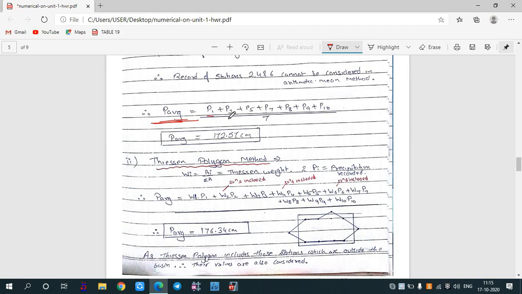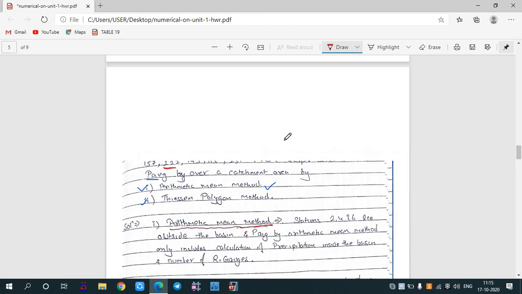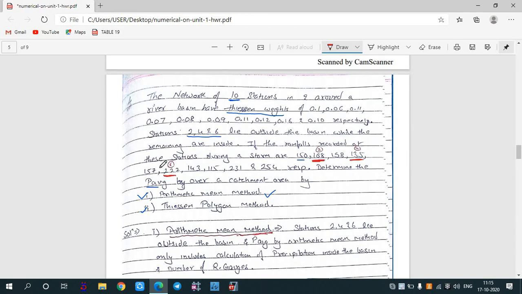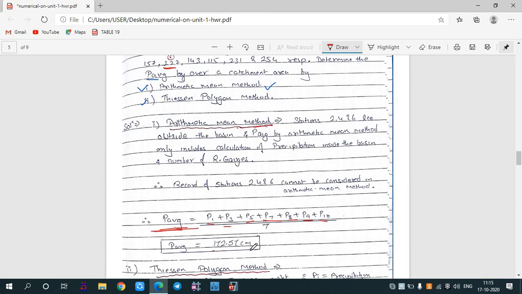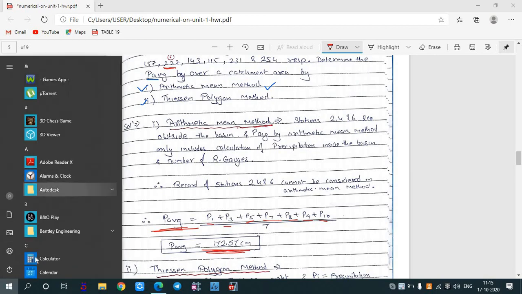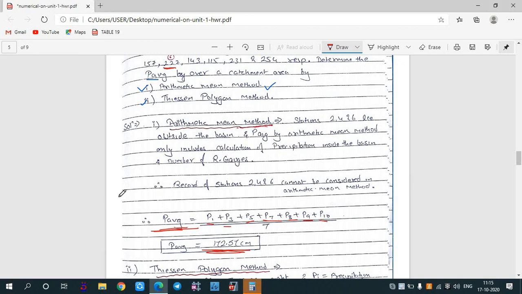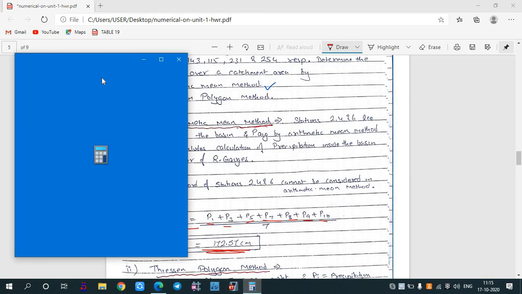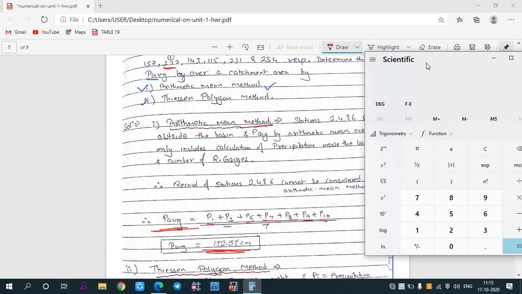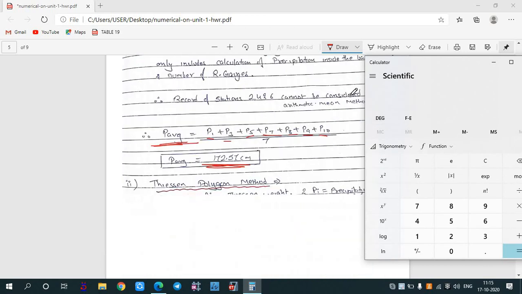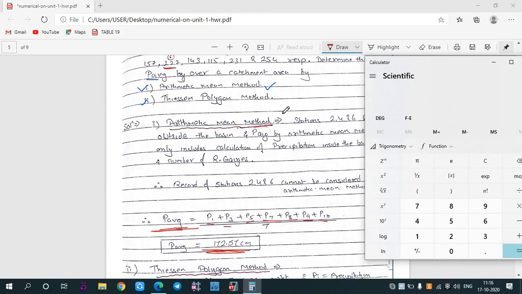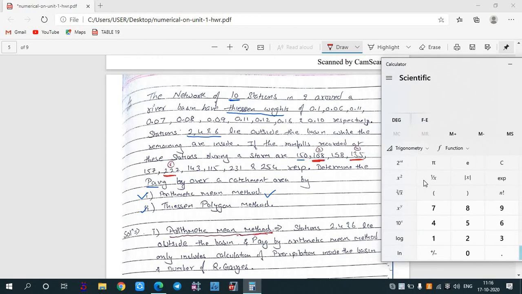So here you can see P1, P3, P5, P7, P8, P9, P10 divided by the total number of stations. There are 10 stations in total. We are leaving 3 stations, so 10 minus 3 gives you 7. So the total value of the precipitation is coming out to be 172.57. Let me check if it is coming or not. We'll add all these values. Okay, we have got what?